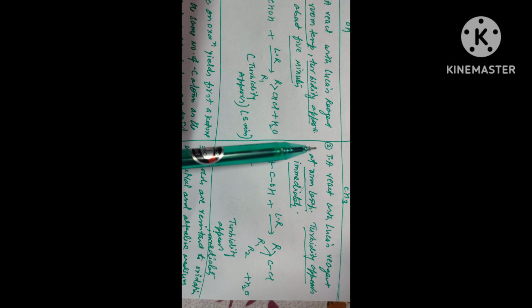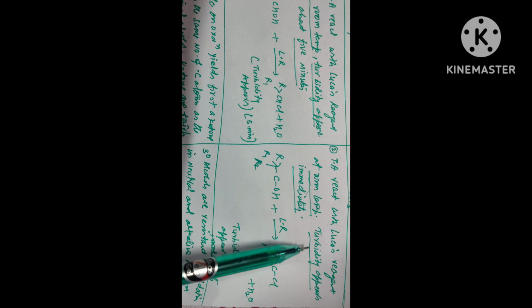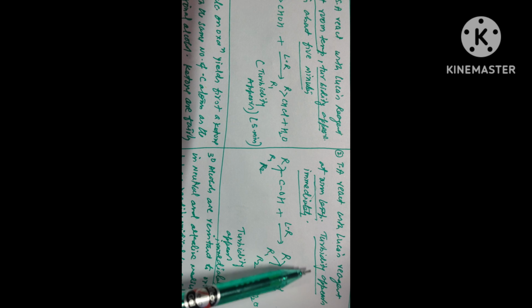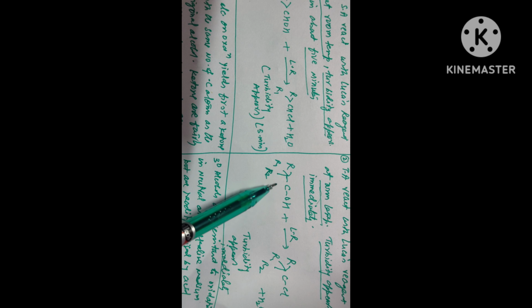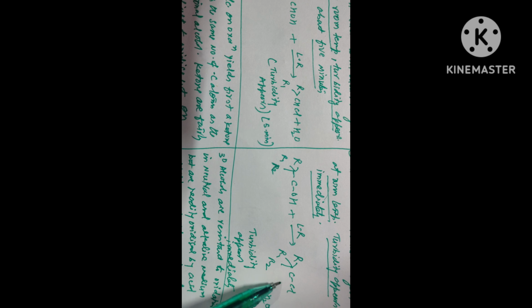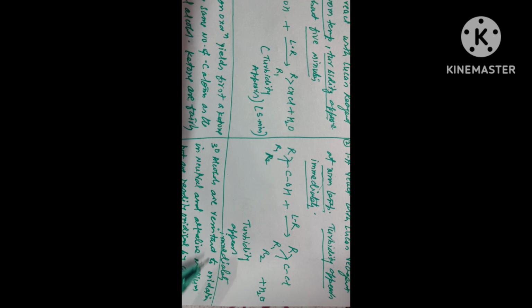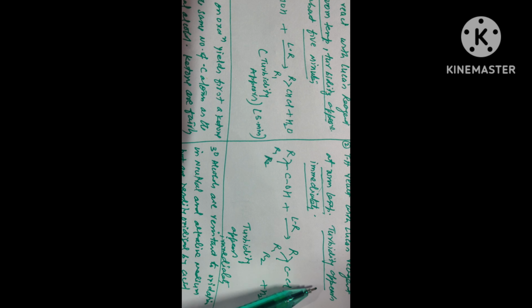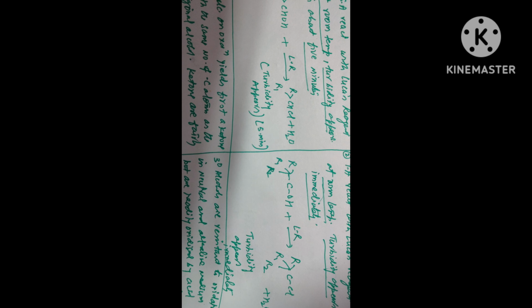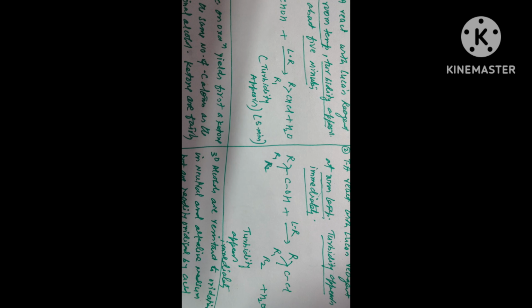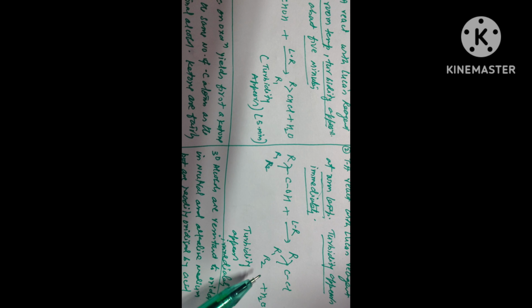While tertiary alcohol, that is 3 degree alcohol, reacts with Lucas reagent at room temperature, turbidity appears immediately. By the reaction R3COH plus Lucas reagent, it will give R3CCl plus H2O. That is, turbidity appears immediately in case of tertiary alcohol. The main point in the Lucas test: in primary alcohol, no turbidity; in secondary alcohol, within 5 minutes; and in tertiary alcohol, turbidity comes immediately.